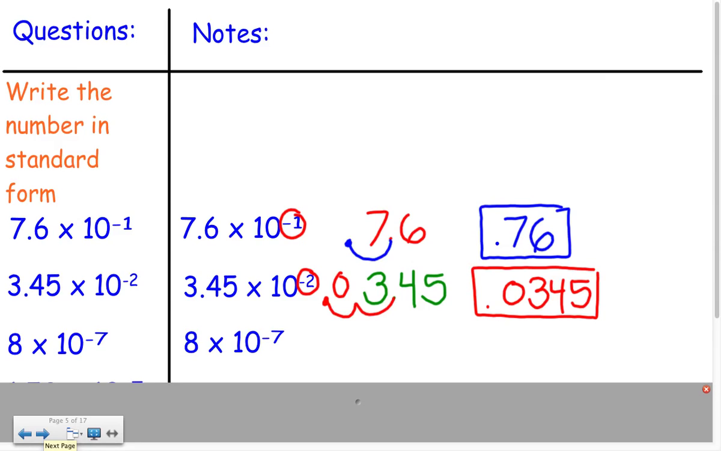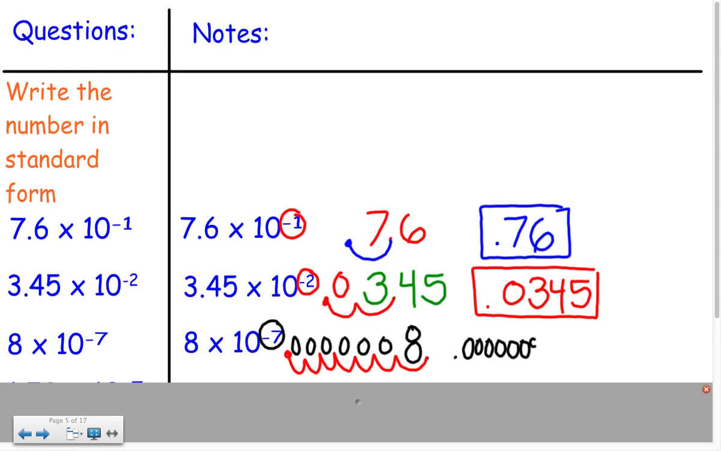2 more. 8 times 10 to the negative 7. 7 is negative, so we're going to be looking for a small number. 8, my decimal is right here on the right. And you'll notice I left a lot of space between the problem and the 8, and that's because I know I have to move my decimal 7 spots to the left, so I wanted to leave myself space. 1, 2, 3, 4, 5, 6, 7. So put your decimal in and add in your zeros. 1, 2, 3, 4, 5, 6 zeros. So my answer is 0.0000008.